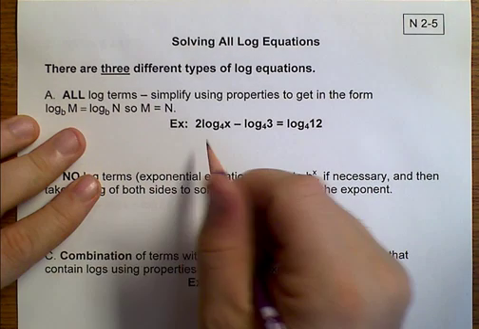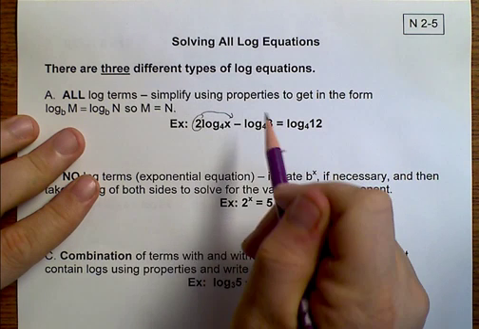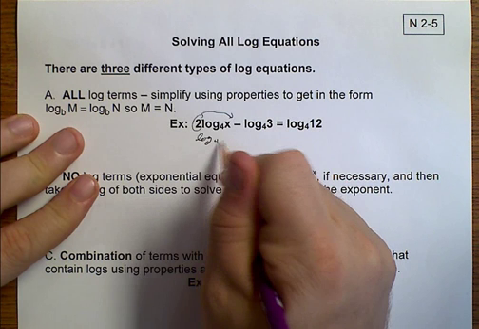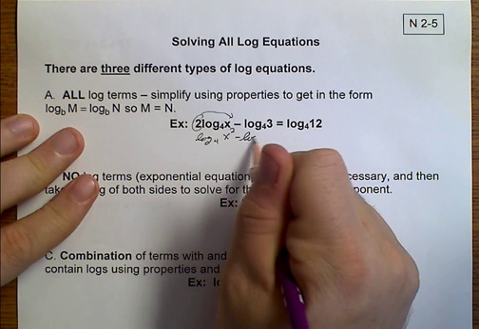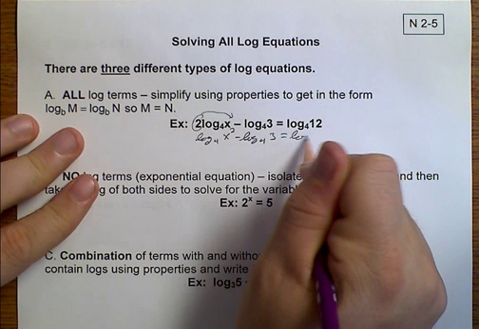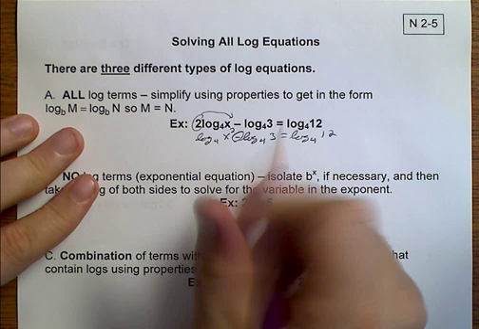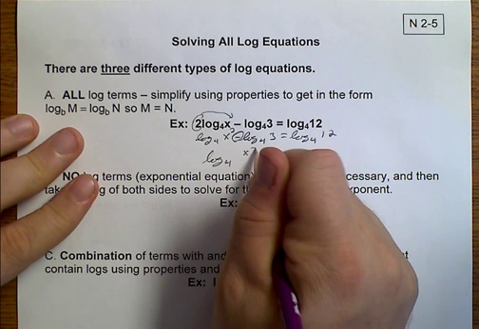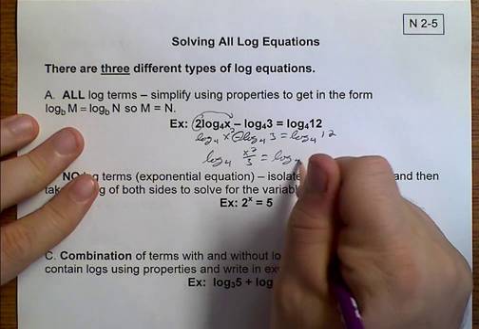We're going to go ahead and condense these, so this 2 jumps on top of the x. So now we have log base 4 of x squared minus the log base 4 of 3 equals log base 4 of 12. Minus means divide, so we get the log base 4 of x squared over 3 equals the log base 4 of 12.